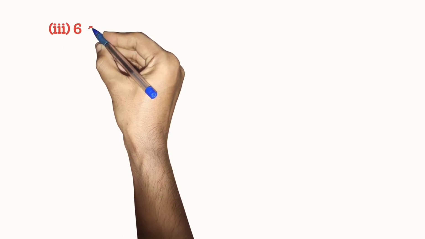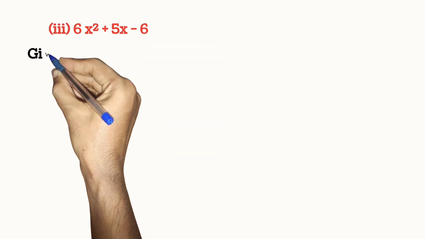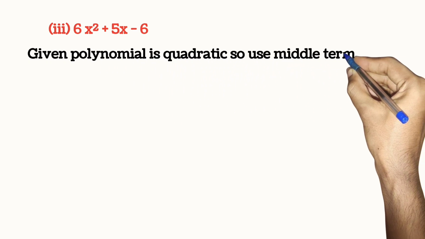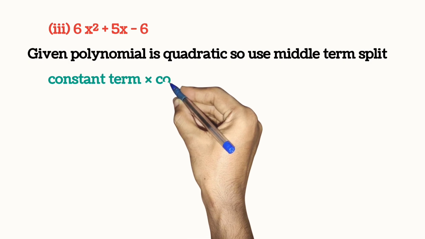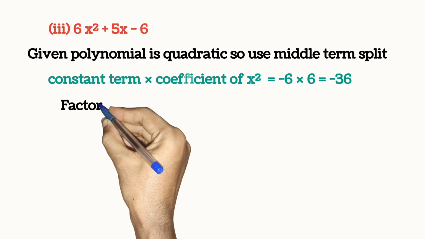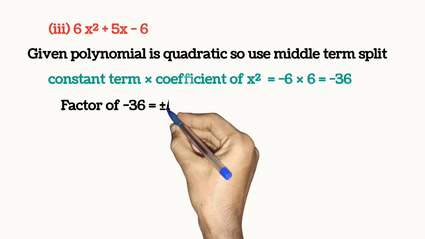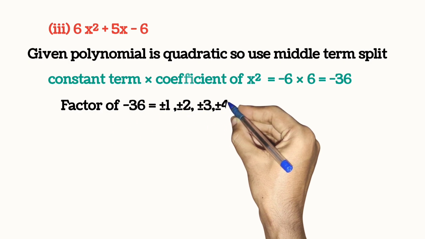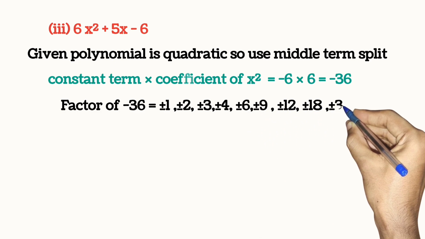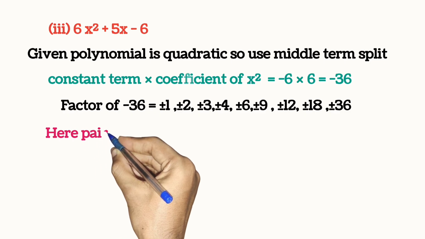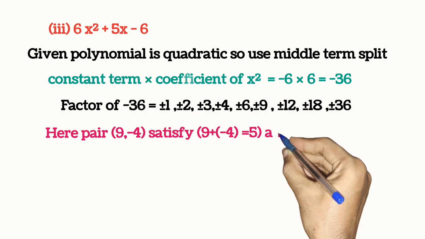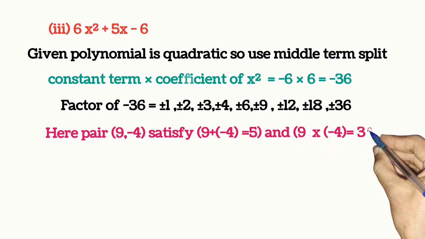Third one, that is 6x square plus 5x minus 6. Given polynomial is quadratic, so use middle term split. Constant term into coefficient of x square, that is equal to minus 6 into 6 equal to minus 36. Now factors of minus 36, that is plus minus 1, plus minus 2, plus minus 3, plus minus 4, plus minus 6, and plus minus 9, plus minus 12, plus minus 18 and plus minus 36. Here pair 9 and minus 4 satisfy. 9 plus minus 4, that is equal to 5, and 9 into minus 4 equal to minus 36.